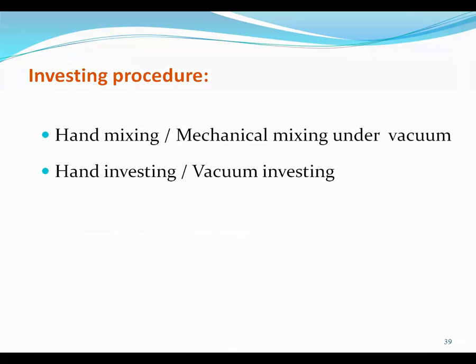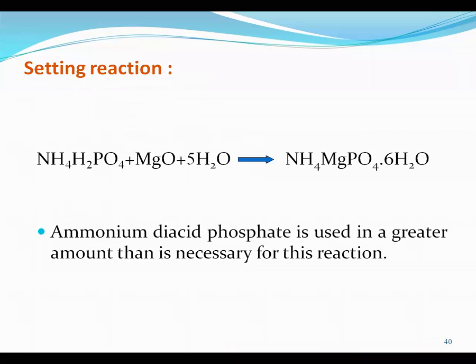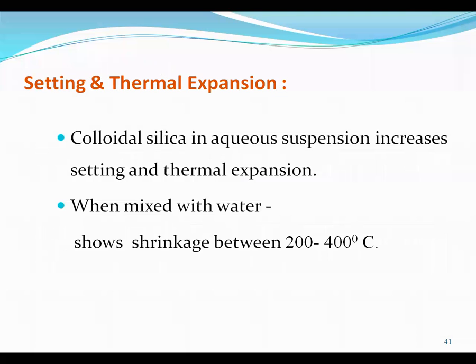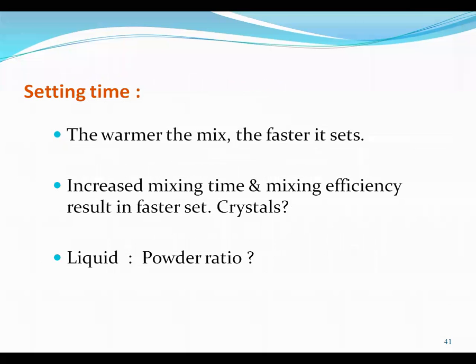So the investing procedure is hand mixing and vacuum mixing. Setting reaction: here the ammonium diacid phosphate is used in greater amount than necessary for the setting reaction. So ammonium diacid phosphate plus magnesium oxide plus water gives you the final product. Then setting and thermal expansion. Here colloidal silica in aqueous suspension increases the setting and thermal expansion. And when it is mixed with water, it shows shrinkage between 200 to 400 degrees Celsius. Again, for the setting time, the warmer the mix, the faster the setting time.